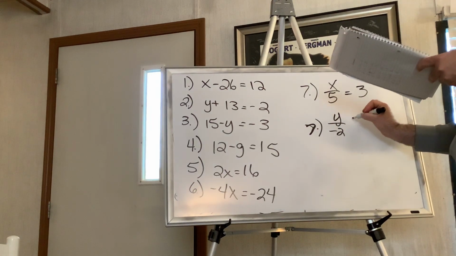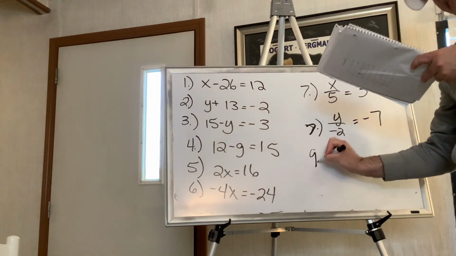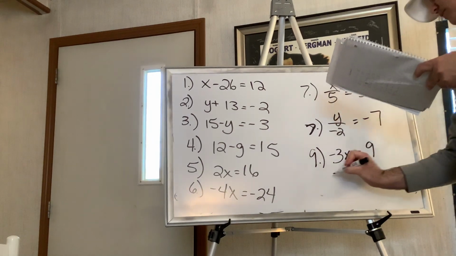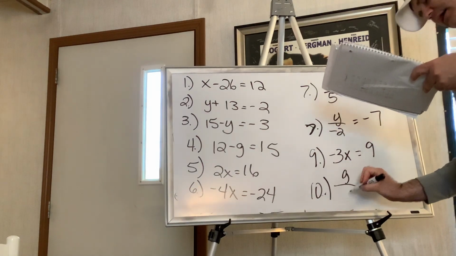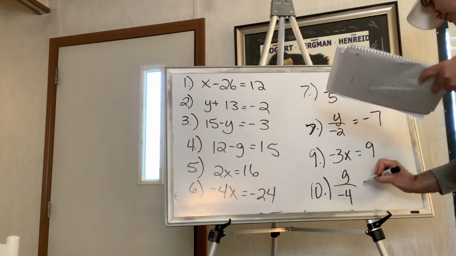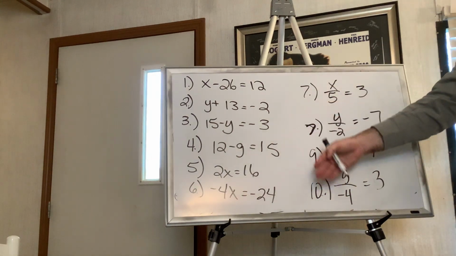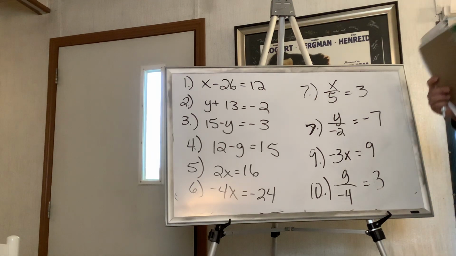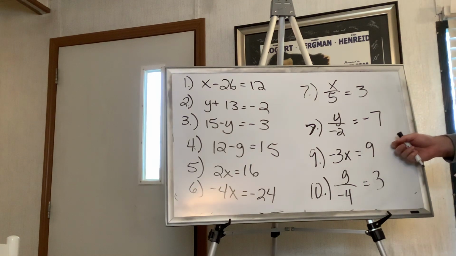y divided by negative 2. And this last one is g divided by negative 4. I thought I'd mix in another letter there. Equals 3. So you've got some addition, subtraction, some multiplication, division. It kind of mixes them all together, but there's still just one step. Just do the opposite, isolate that variable, and we'll check these the next day.